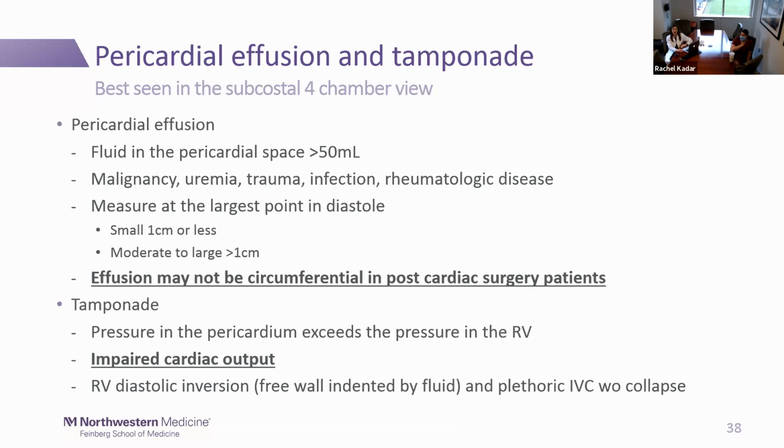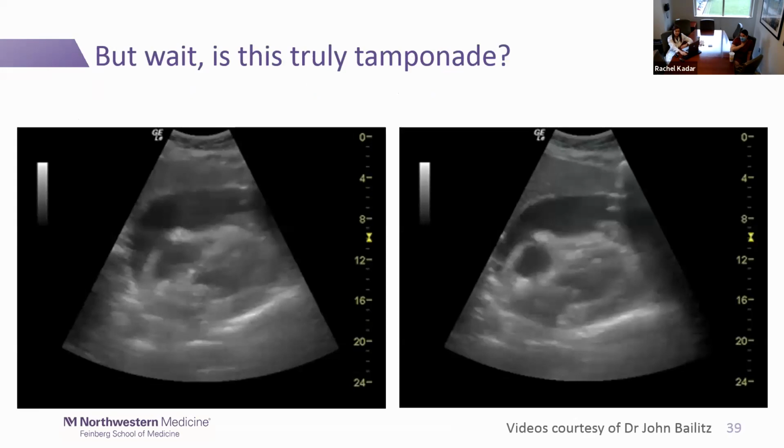In addition, tamponade is when you have a pericardial effusion that's to the point where you have impaired cardiac output. So essentially, once the pressure in the pericardium is greater than the right ventricular filling pressure, then you're going to start to have impaired cardiac output, tamponade physiology, and a more urgent intervention is needed. What you'll see on ultrasound is what we call right ventricular diastolic inversion, and that just means that in diastole, that free wall is going to be indented by fluid. You'll also see a large and plethoric IVC that does not collapse.